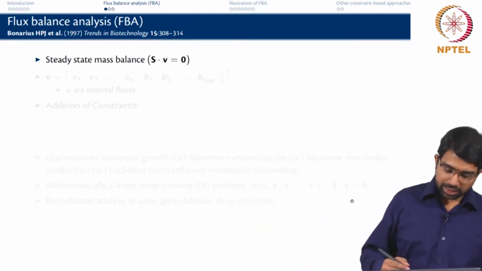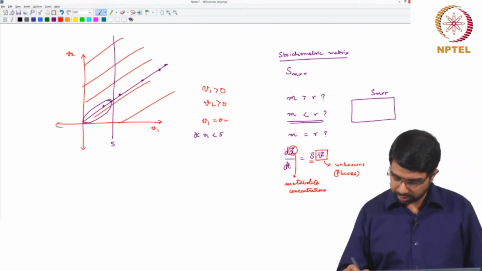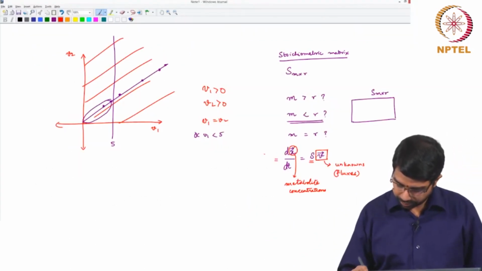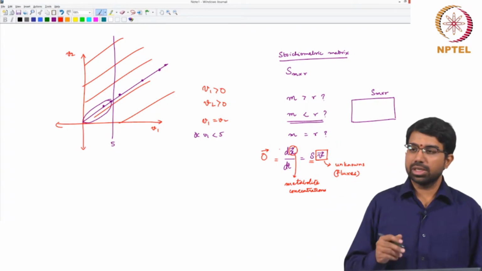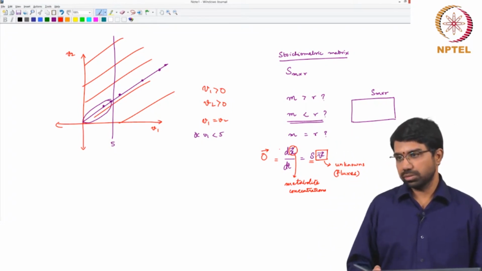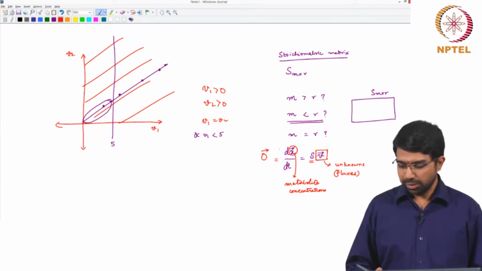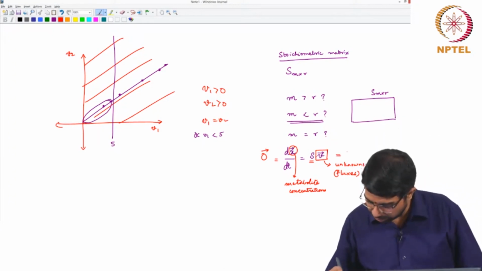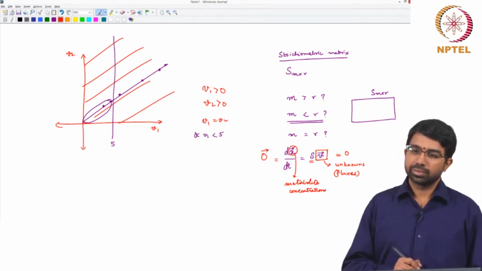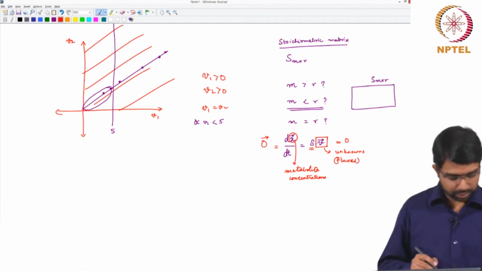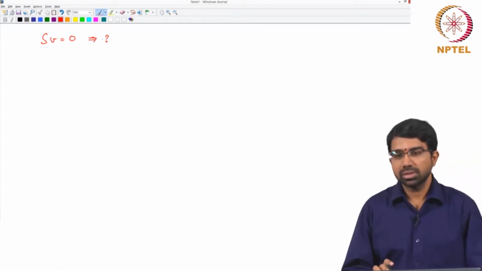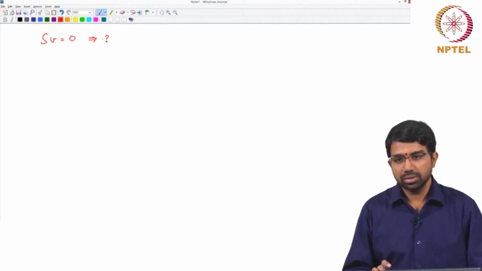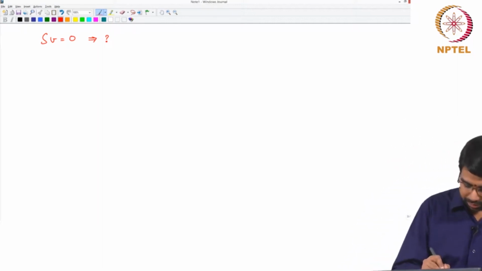So, what would be dx by dt under steady state? It will be equal to 0. The rate of accumulation of every metabolite will be 0. Is that right? So, what does that mean? It means that SV equals 0. What does SV equal to 0 mean? It is a system of linear equations.